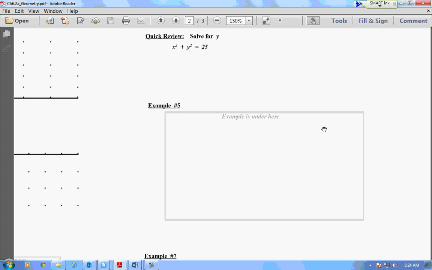Okay, so you should have y squared equals 25 minus x squared, or y equals plus or minus the square root of all of that, 25 minus x squared. So this becomes a square root function.